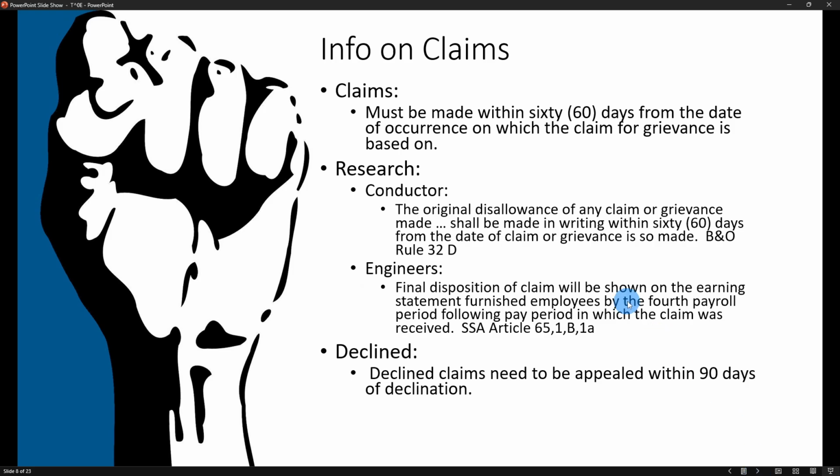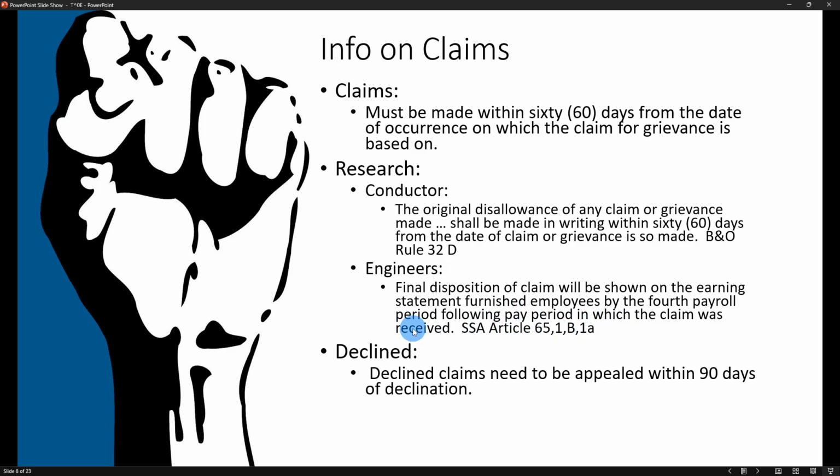Info on claims. Claims must be made within 60 days of the date of occurrence on which the claim or grievance is based upon. Research. The conductor's original disallowance of any claim or grievance made shall be made in writing within 60 days from the date the claim or grievance is so made. Engineers. The final disposition of a claim will be shown on the earning statement furnished the employees by the 4th pay period following the pay period in which the claim was received.